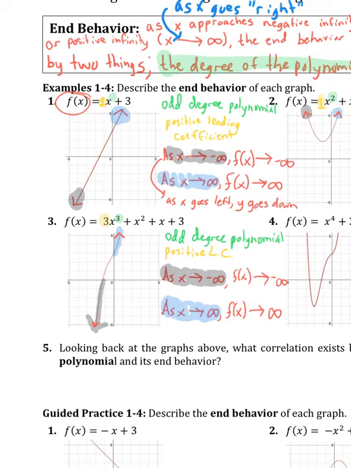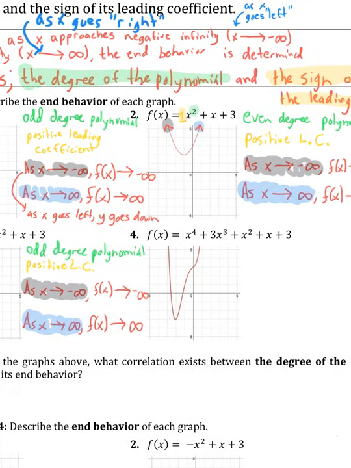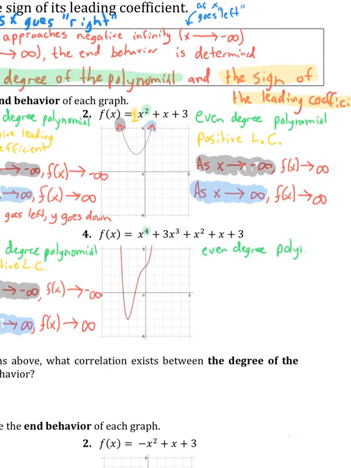Problem 4, the last example from right here, says x to the 4th, 3x cubed, x squared, x, and 3. So the 4th, that's our highest degree, so it's an even degree polynomial. And leading coefficient on this one, there's not a number there, so we just assume it's 1. So that's a +1, positive leading coefficient.